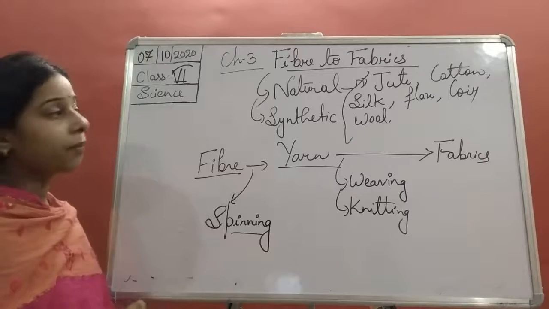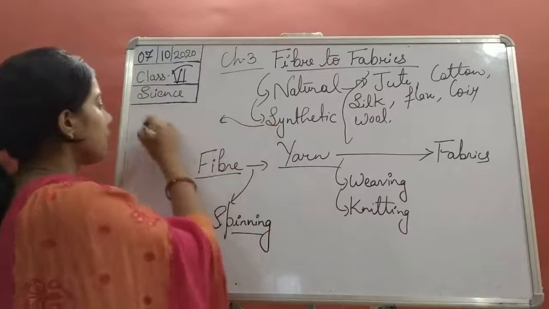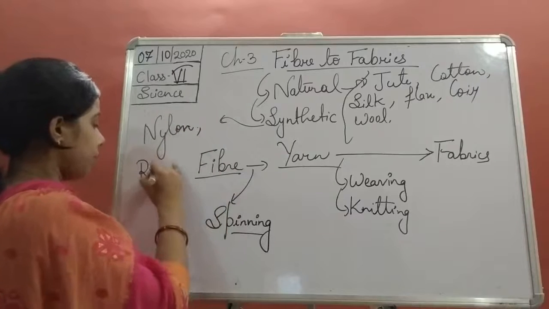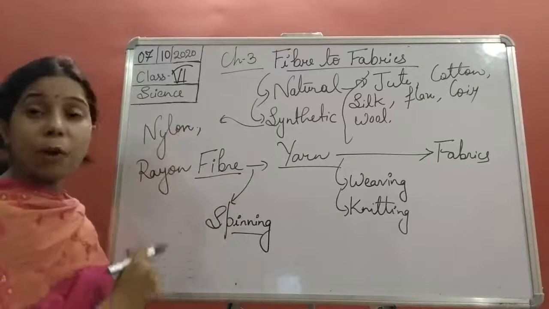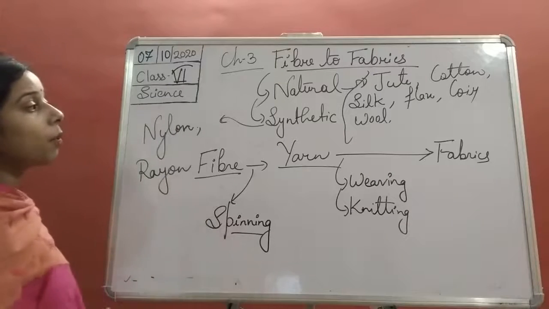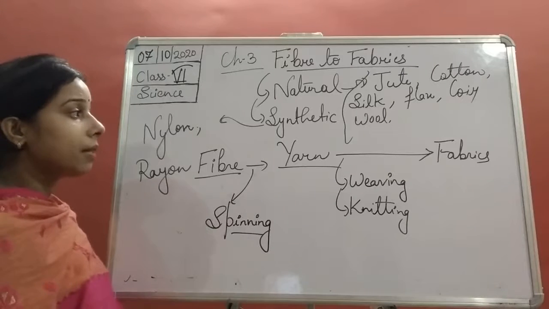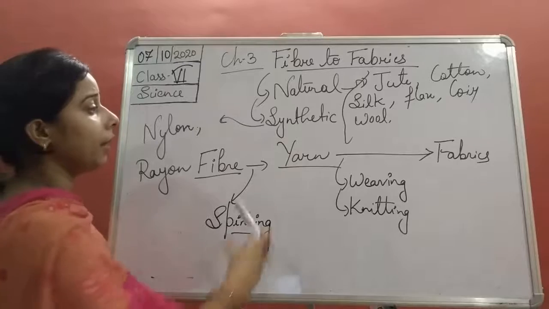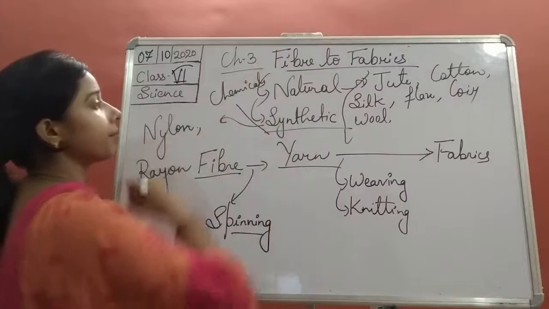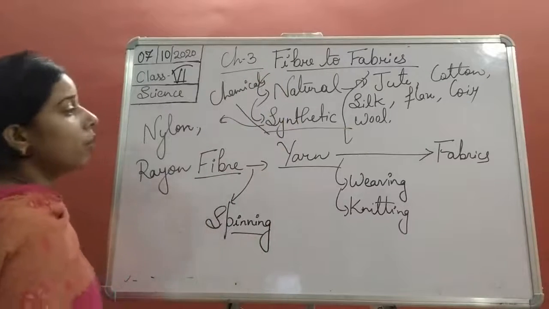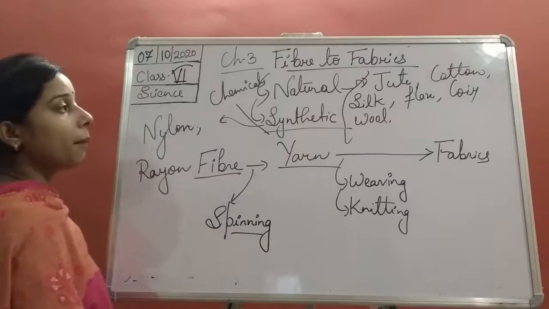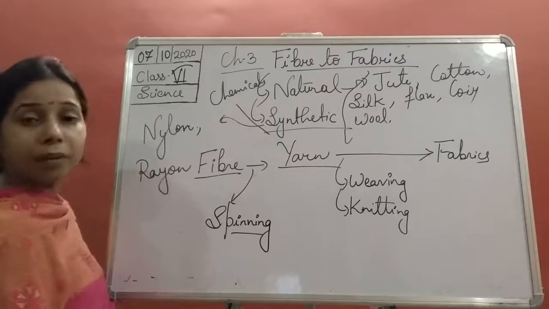So these are the fibers that we obtain naturally, from the plants as well as animals. What about the synthetic, students? Like nylon is there, rayon is there, polyester is there, polyacrylic is there. So these are the synthetic fibers. Basically, the synthetic fibers we obtain from factories, and they are made up of chemicals, but the natural ones we obtain from nature.